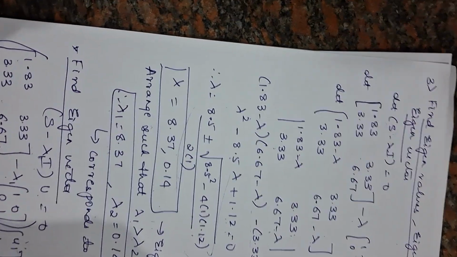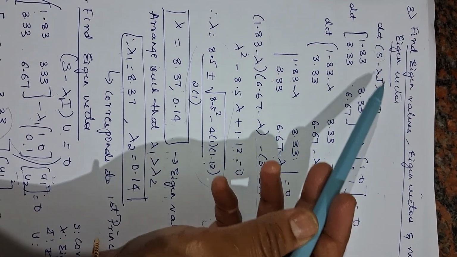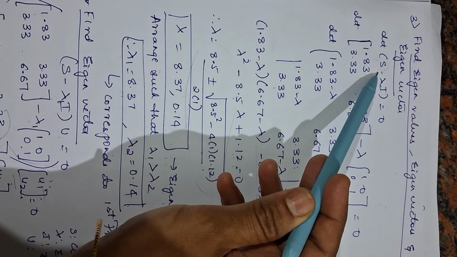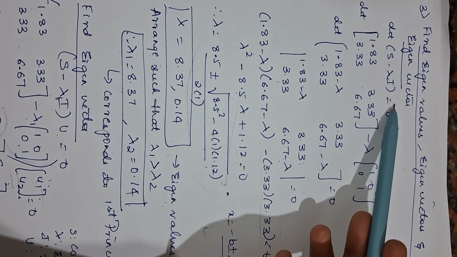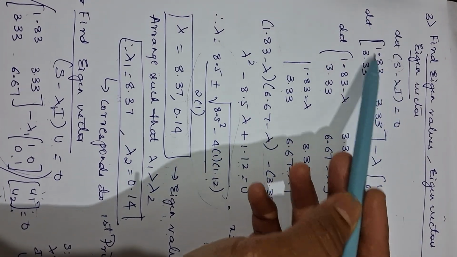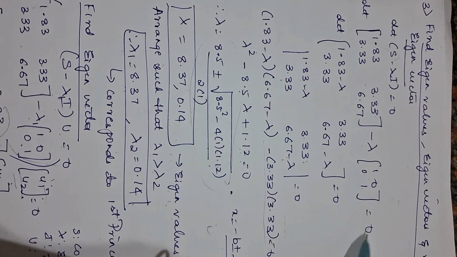Now in step 3, you have to find the eigenvalues, eigenvectors, and normalize the eigenvector. To find the eigenvalues, determinant of S minus lambda I is equal to 0, where S is nothing but the covariance matrix and I is nothing but the identity matrix. So the covariance matrix which you just found in step 2, substitute that here, minus lambda times the identity matrix, equal to 0.